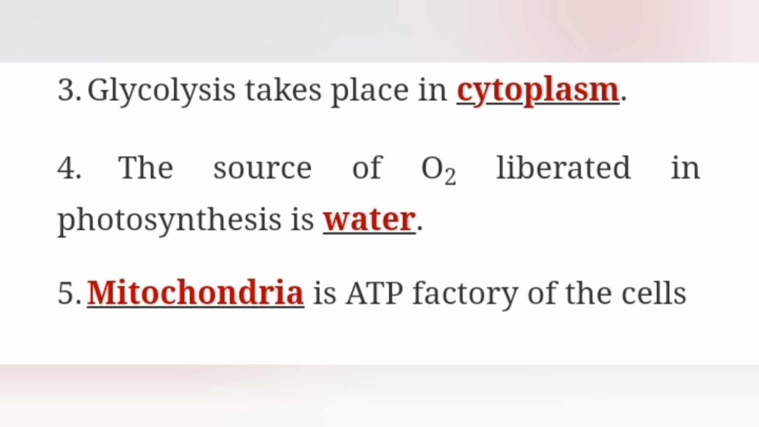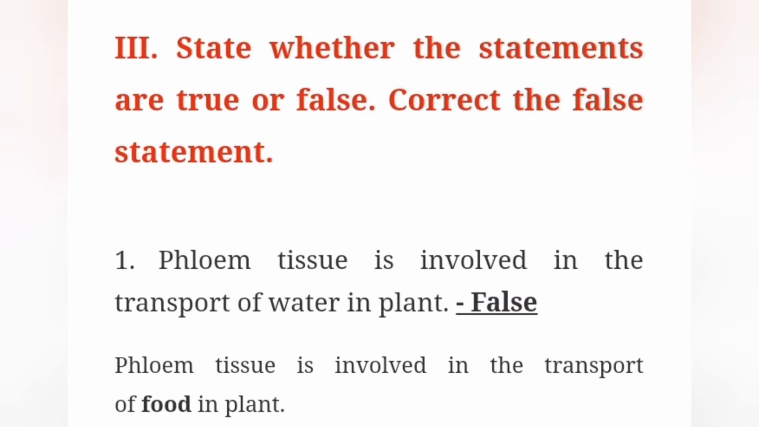Fourth one, the source of O2 liberated in photosynthesis is water. Fifth one, mitochondria. Answer: mitochondria is the ATP factory of the cells. Roman letter 3, state whether the statements are true or false.